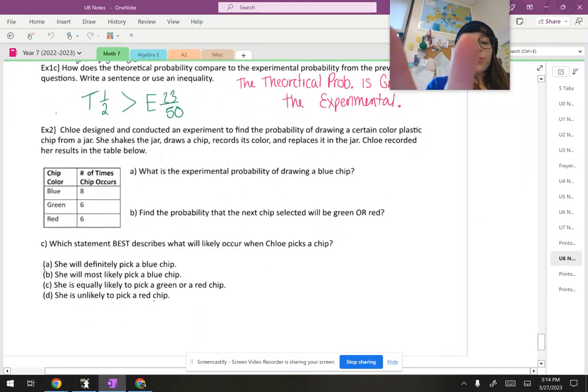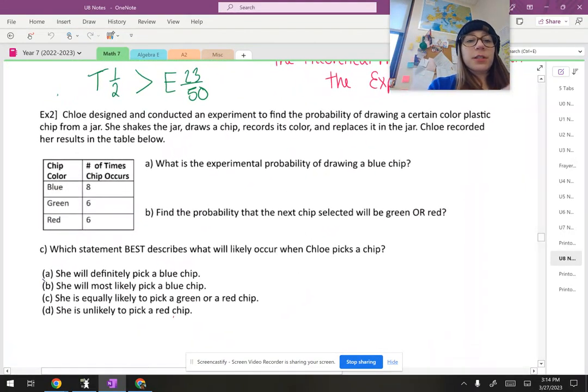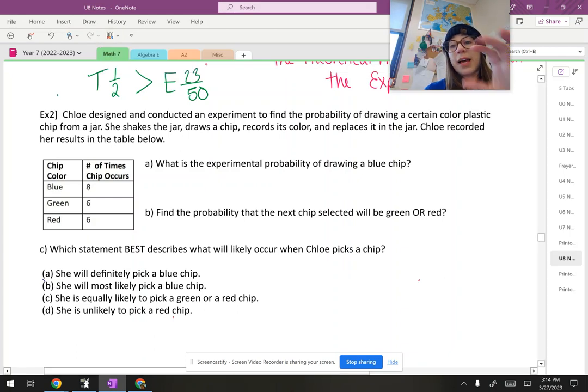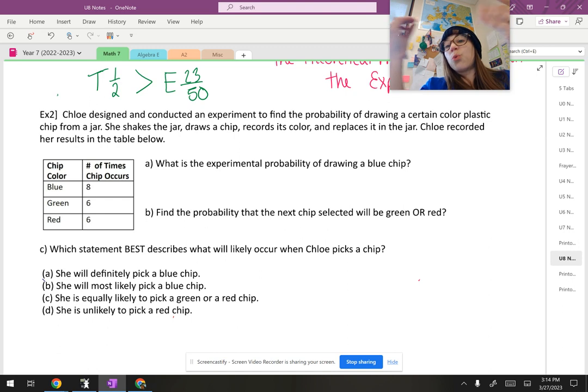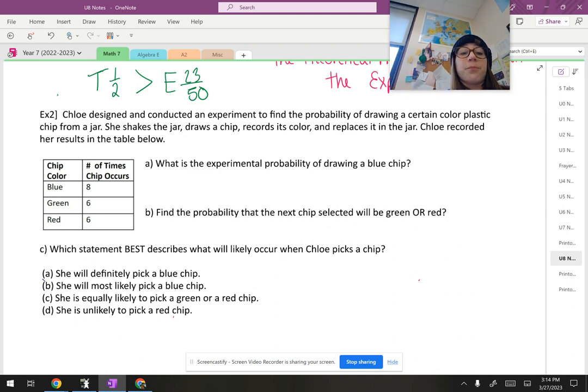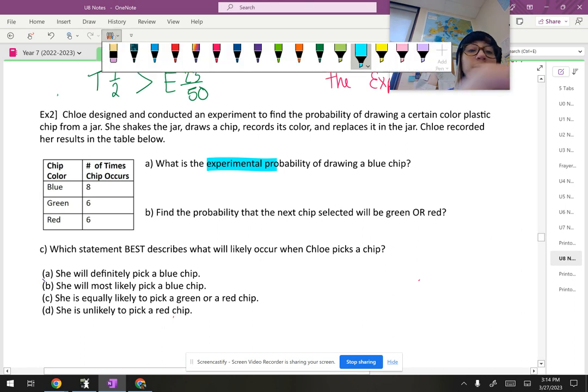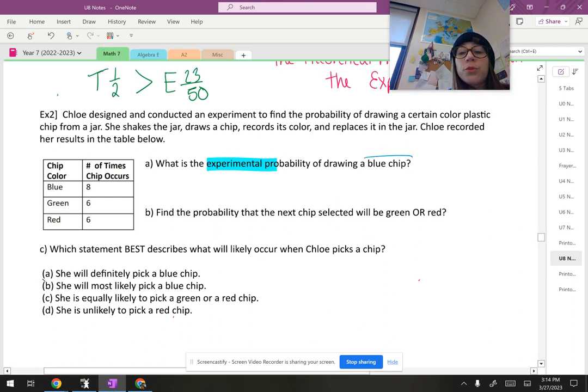Right, this is example 2 for notes on theoretical versus experimental probability. Chloe designed and conducted an experiment to find the probability of drawing certain color plastic chips from a jar. I mean plastic chips, like little plastic circles, not potato chips. Like bingo markers, little plastic things that you can put over each other to make colors, like elementary school manipulatives. She shakes the jar, draws a chip, records its color, replaces it, and then has her results in the table below. So again, what is the experimental probability of drawing a blue chip?